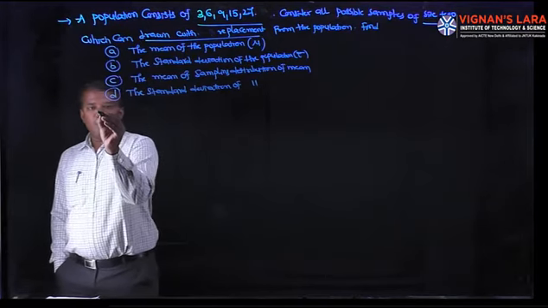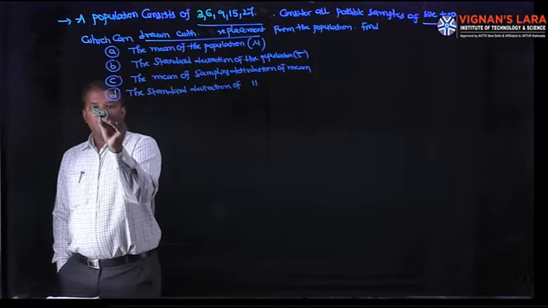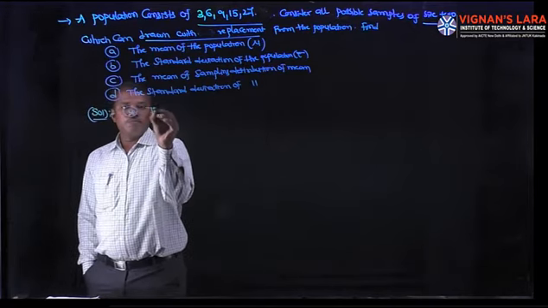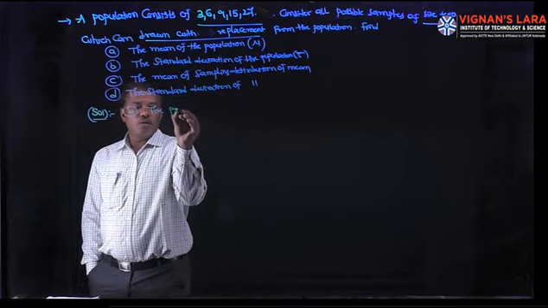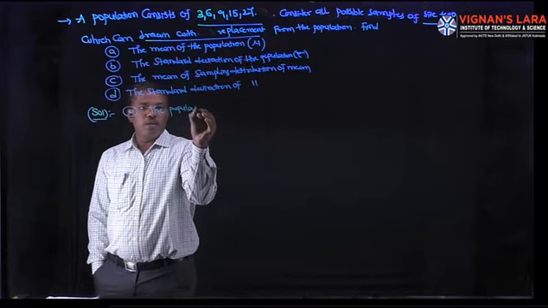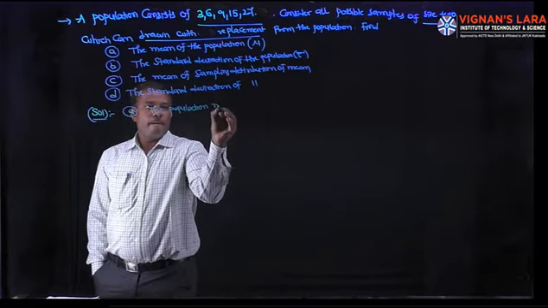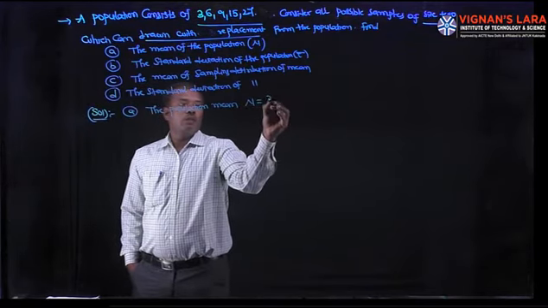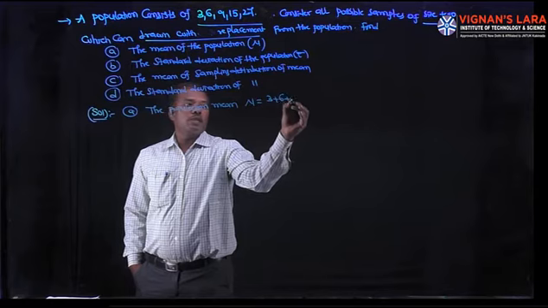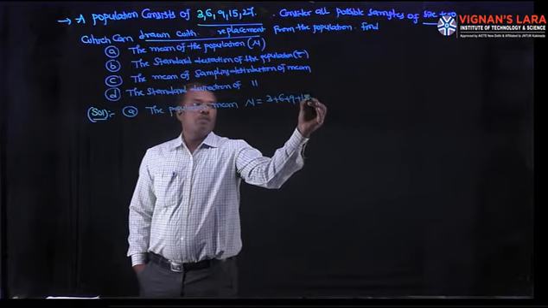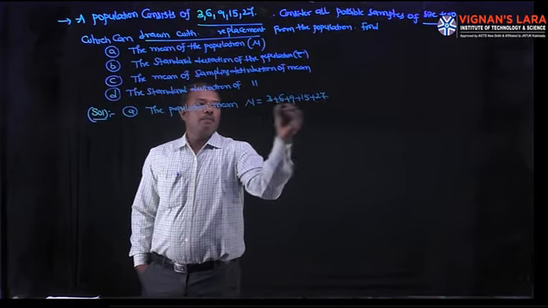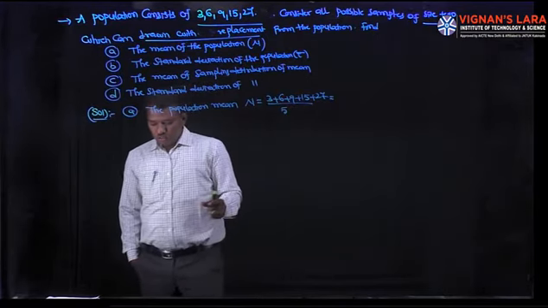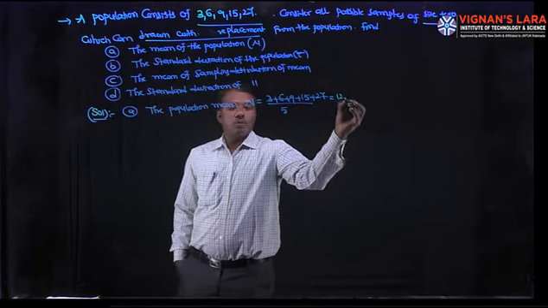So coming to the first bit, the mean of the population. Mu is equal to 3 plus 6 plus 9 plus 15 plus 27 by the number, 60 by 5, that is equal to 12.